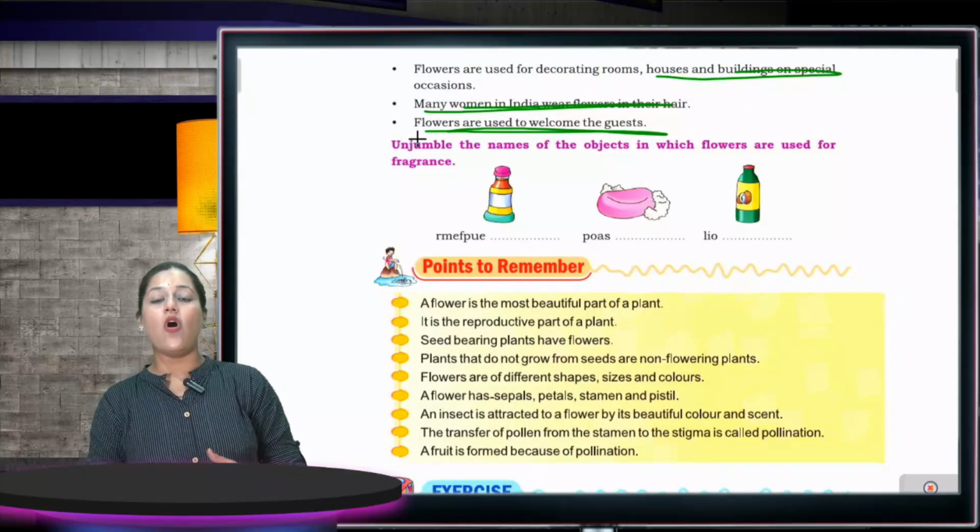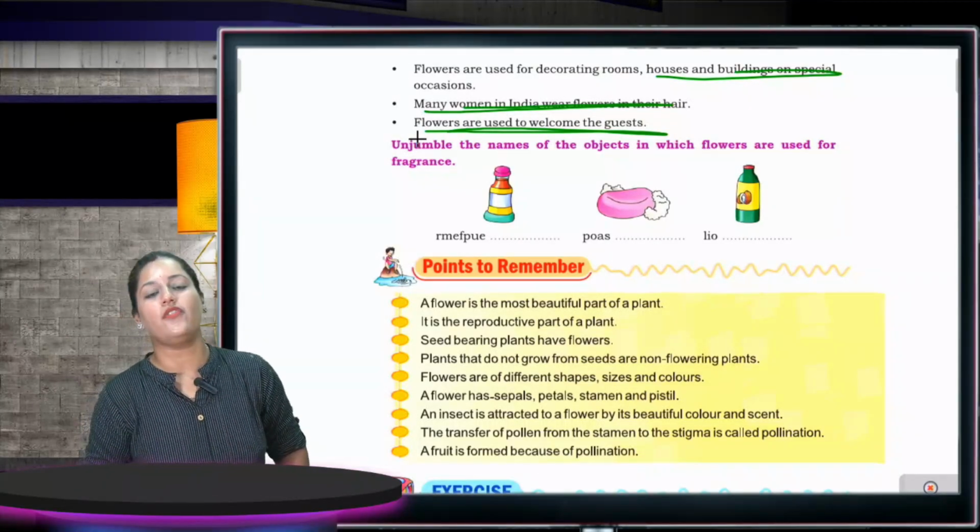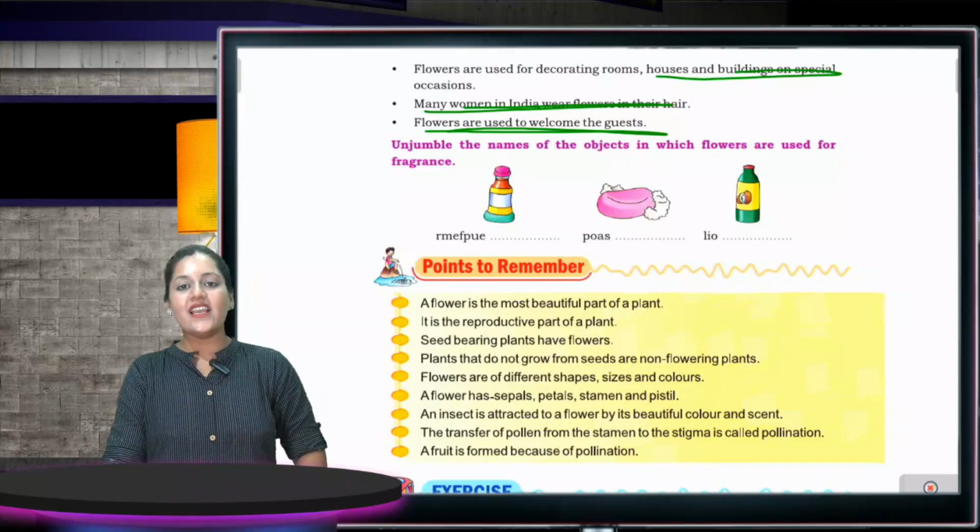So this is all the information that is very important for us about the flower. So this much is in your chapter.